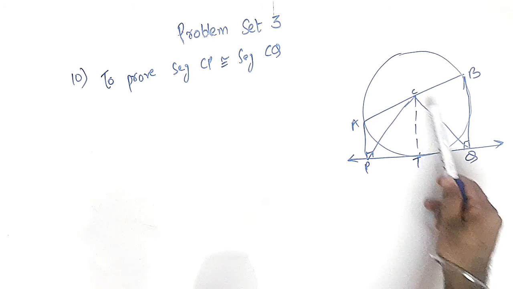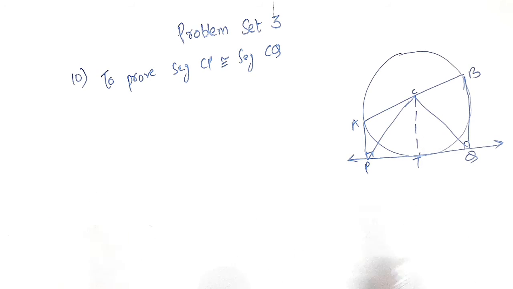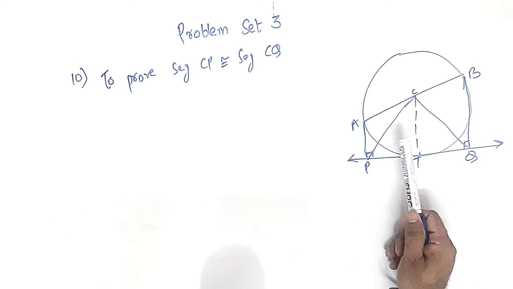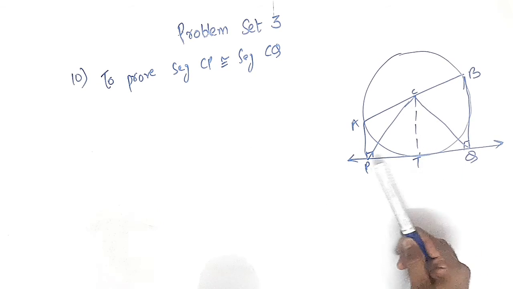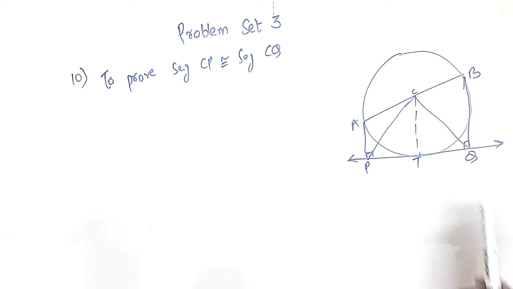These two segments we have to prove congruent, means of course we have to pick which triangles. We have to pick this triangle CTP and CTQ. We have to prove them congruent. Once we prove them congruent, this will automatically become your CSCT.